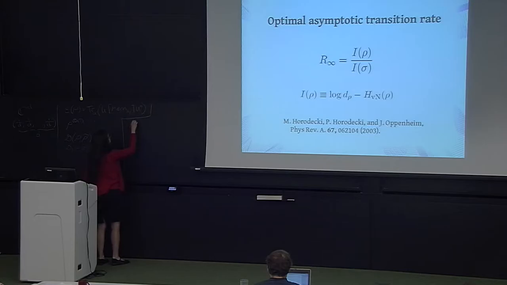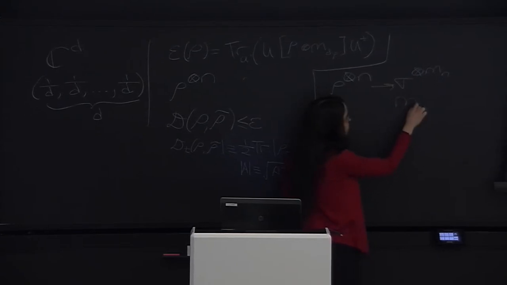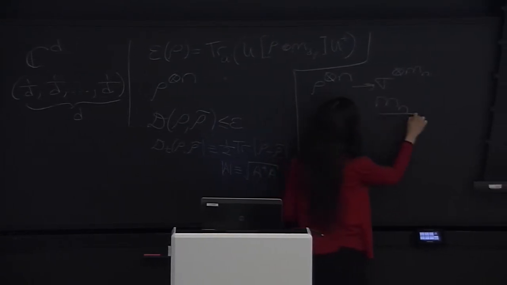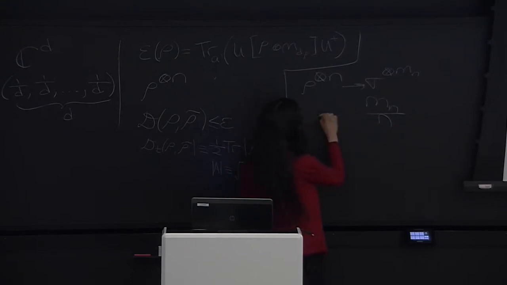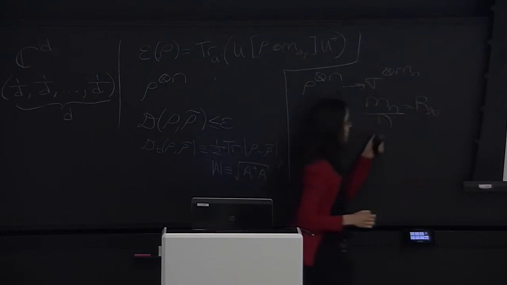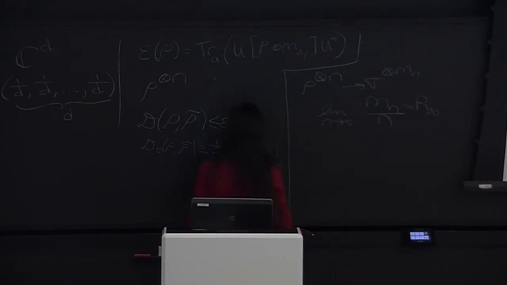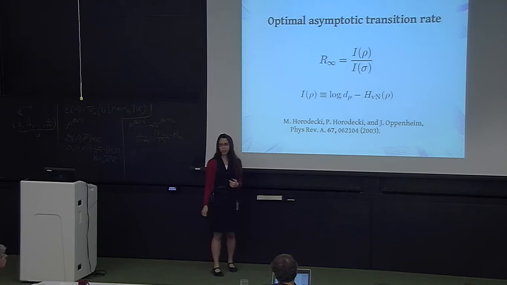Say you have a number of copies of rho, and you're creating copies of sigma. The maximum number of copies of sigma that you can create per copy of rho is the optimal transition rate. In the asymptotic limit, this quantity becomes the optimal asymptotic transition rate. That is what Horodecki and Oppenheim calculated. That's what we recovered from our single-shot inequalities and generalized.